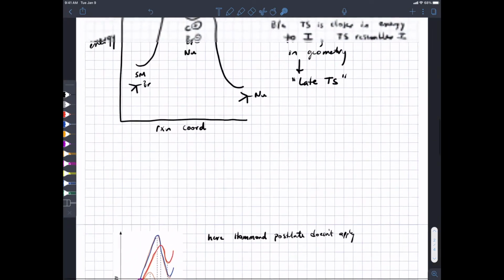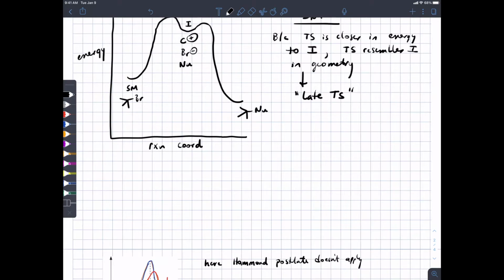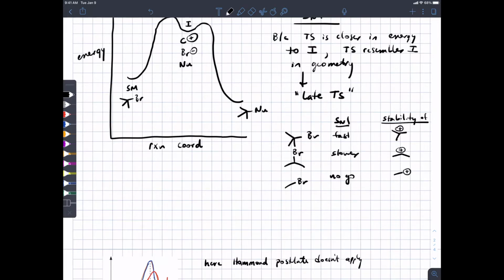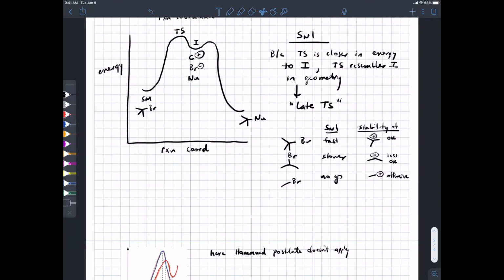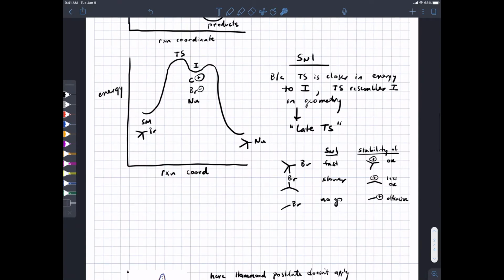But where you would use this principle is just like you've learned in 351, to explain why, say, this alkyl halide reacts faster than this one versus this one in the SN1 reaction: fast, slower, no go. And that's related to the stability of the resulting carbocationic intermediate, which is okay, less okay, and offensive. Not in the gas phase, but in solution, kind of a problem. So we would predict that a starting material that proceeds to an intermediate that is higher in energy will necessarily have to go through a transition state that's higher in energy, because the transition state resembles the intermediate in structure.